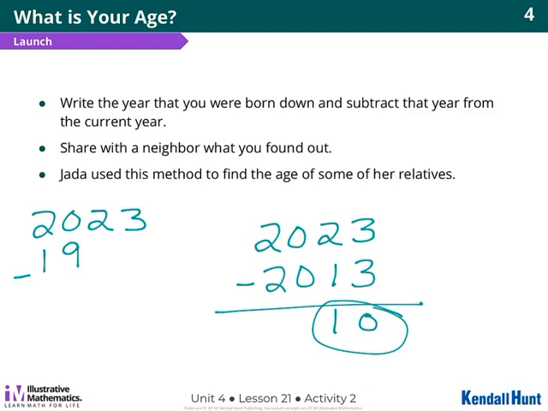Ooh, what year were you born? 2019. Wait, 19. Oh, 19. Oh, you're 7 years older than my mom. My mom was born in 1990.